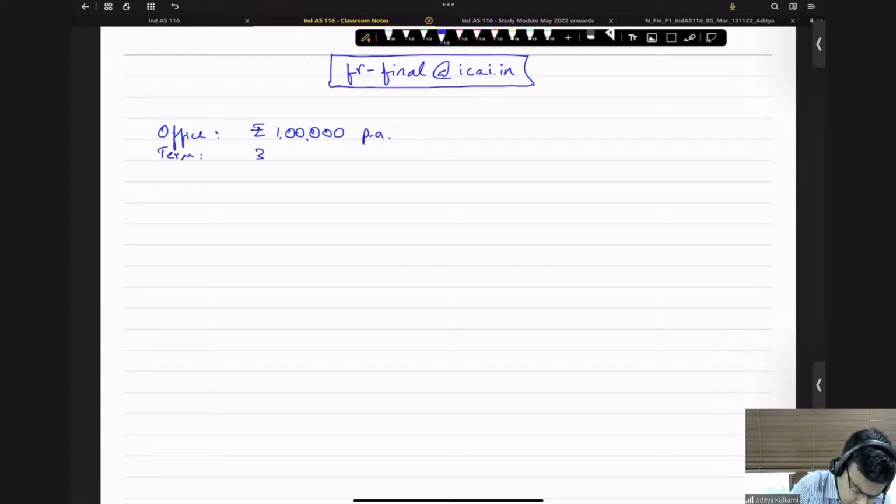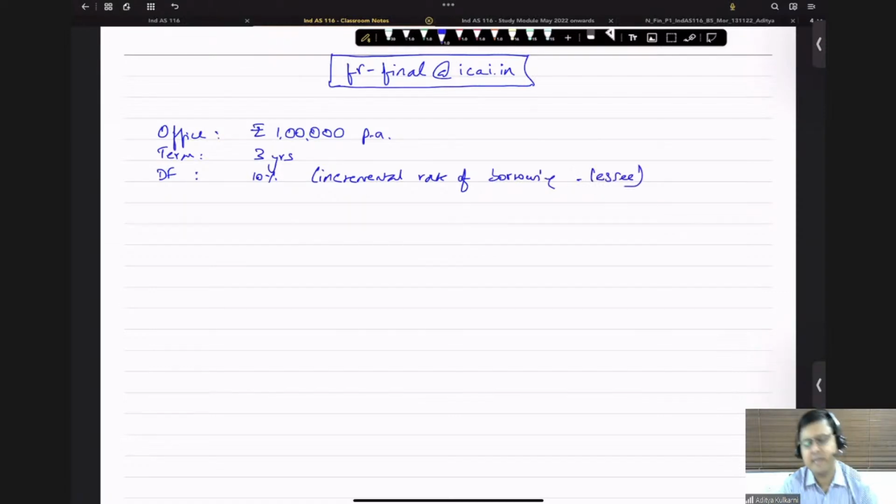The lease term is 3 years. And the discounting factor is 10%. What is this discounting factor? This is essentially the incremental rate of borrowing in the case of the lessee. The lessee is the one who takes the asset and uses it. The lessee is presumed not to have money to buy the asset, so he's taking it on lease. So this is kind of an off-balance sheet financing, and therefore Ind AS 116 tells us we will do the accounting like that.